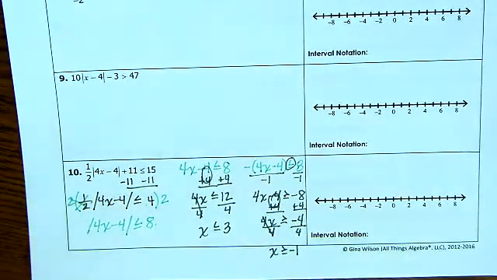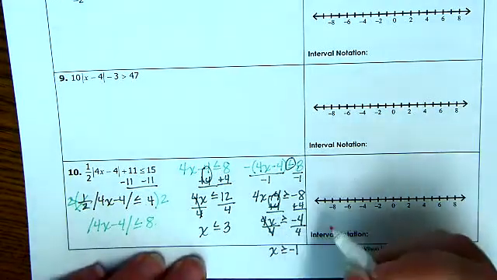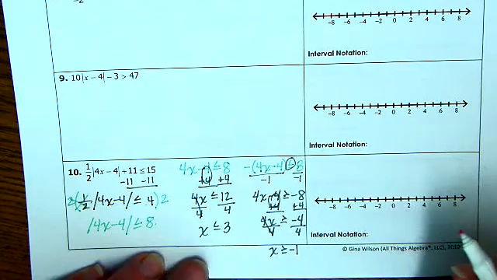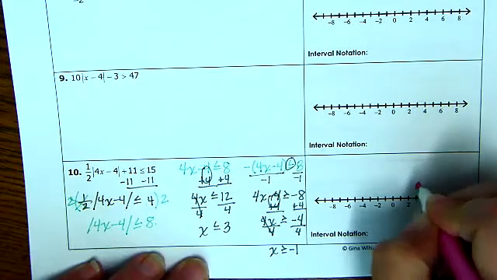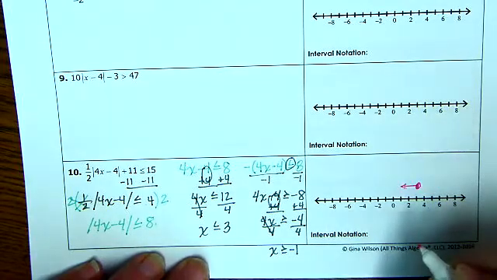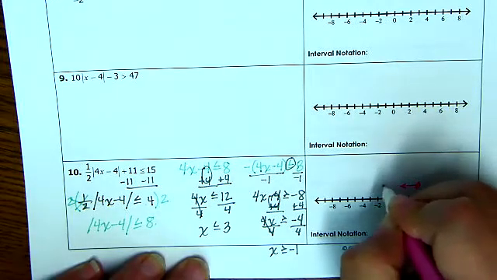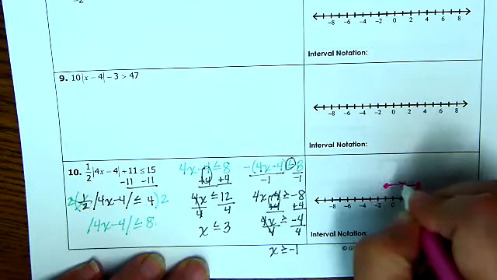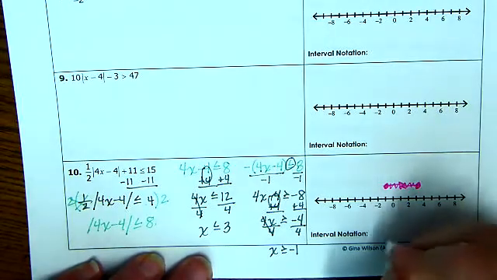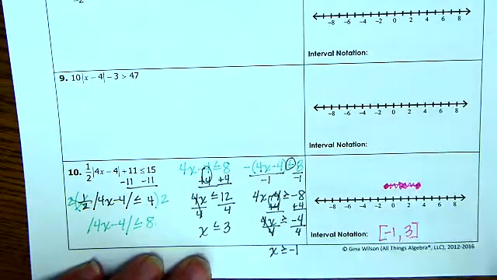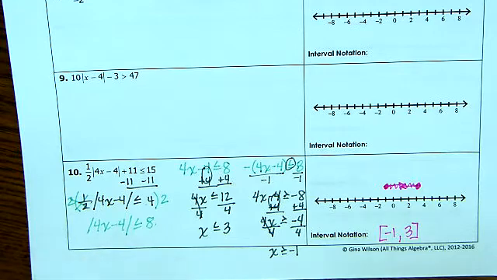And now we graph. Okay, so we have x is less than or equal to 3. It's equal to, so it's going to be a filled in circle on 3 going in this direction. And then I've got x is greater than or equal to -1. So that's a filled in circle going in this direction. So remember, it's everything in between. So my interval notation is going to be a bracket from -1, comma 3 to the closing bracket because it's got filled in circles.